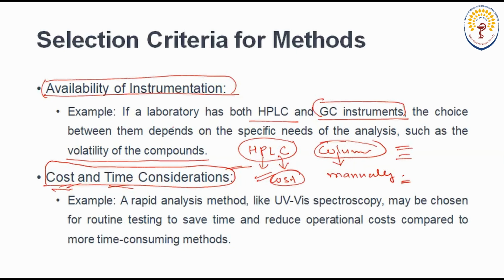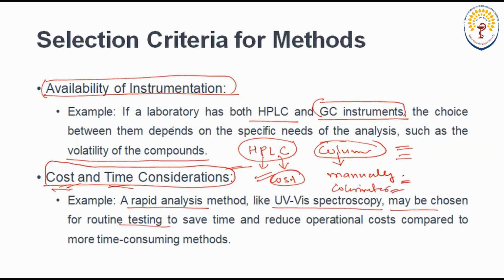Now there is another example written in our slide. If we are doing a rapid analysis, like UV-visible spectroscopy, you can choose this method for routine testing. There are other methods as well, like you can also use colorimetry, a photocolorimeter.